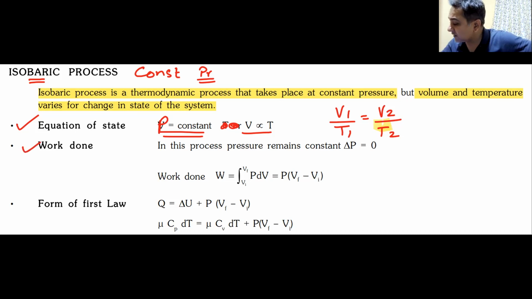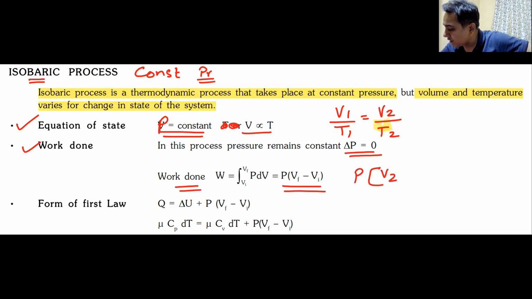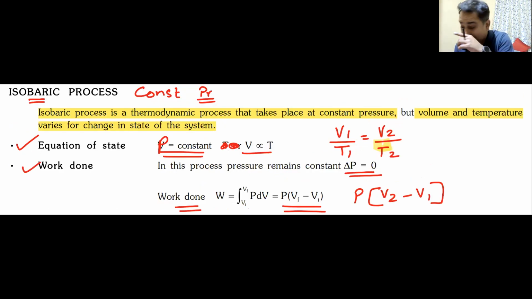Work done in this process, there is no change in pressure. So work done is simply pressure is constant. V final minus V initial, V2 minus V1. Pressure into V2 minus V1. Do we understand this? Yes or no? Yes, sir. So up till here, you will note down and I will just cut this part because I will do this part in a different way. So up till here, you will note down everything and you have a minute to do it.